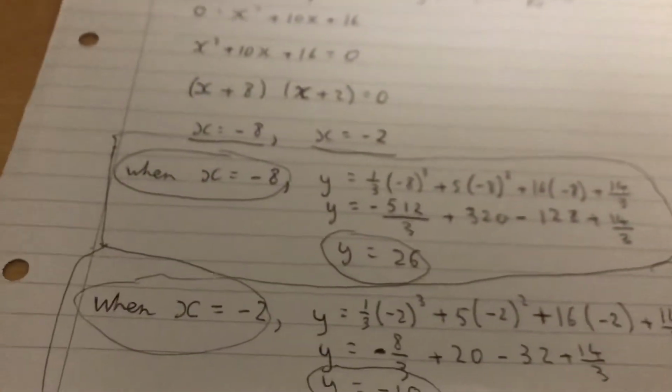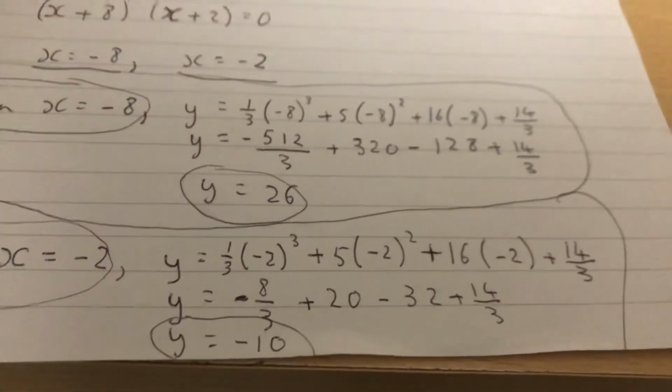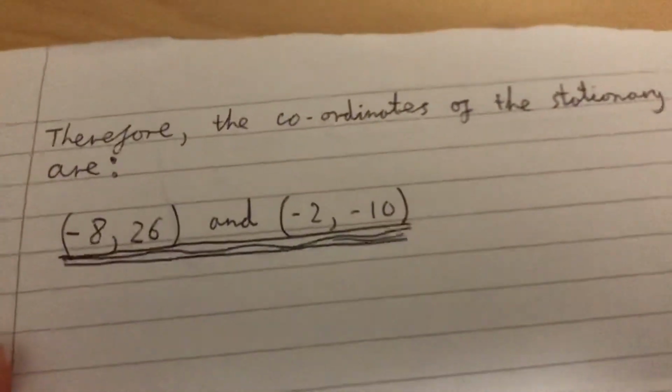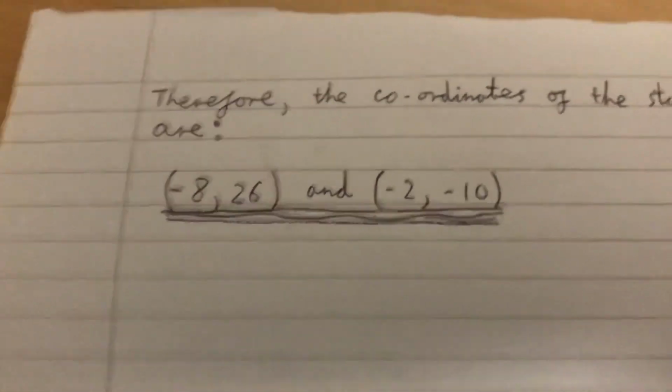Now, if we're finding the other stationary point, we know that x equals -2. We just need to find the y value. So again, we're going to put -2 in every place for x, and we'll end up with y equals -10. That does give us the answer, with the coordinates of the stationary points being -8, 26 and -2, -10.